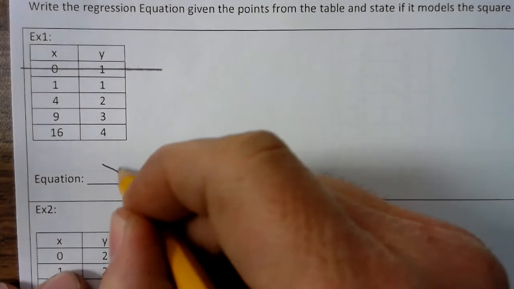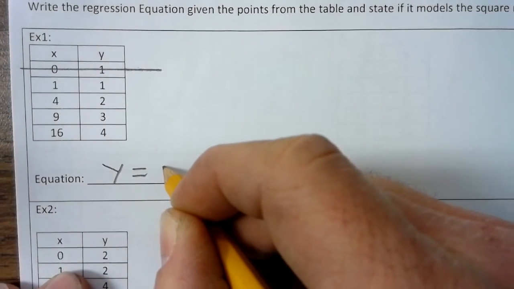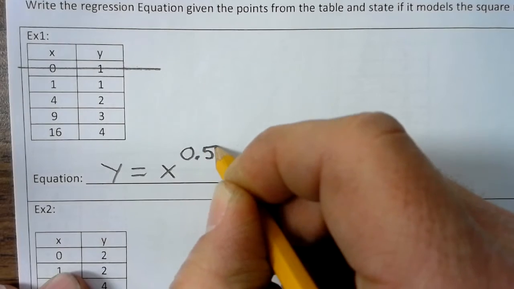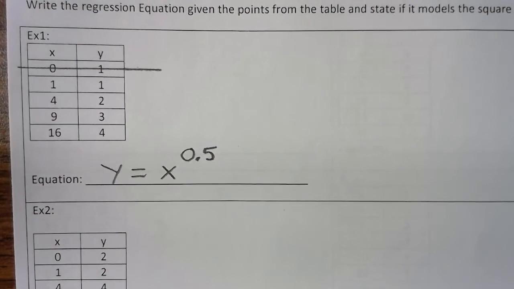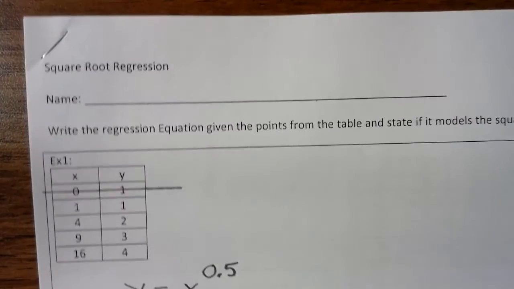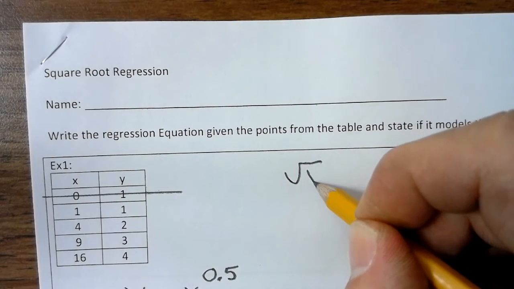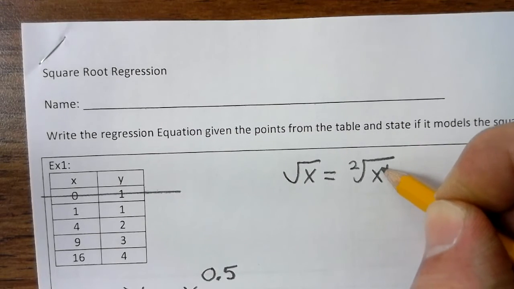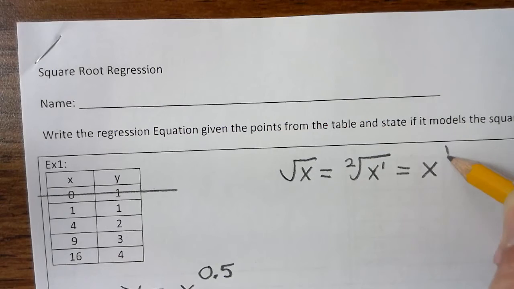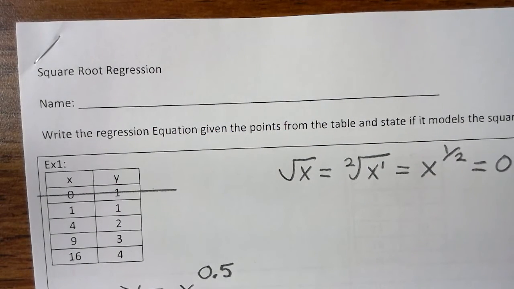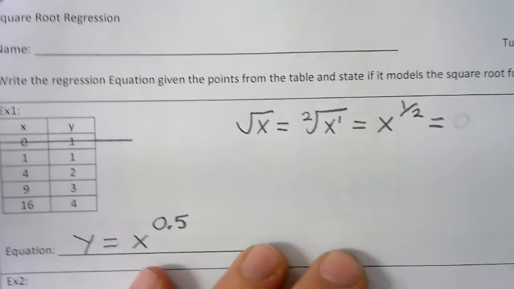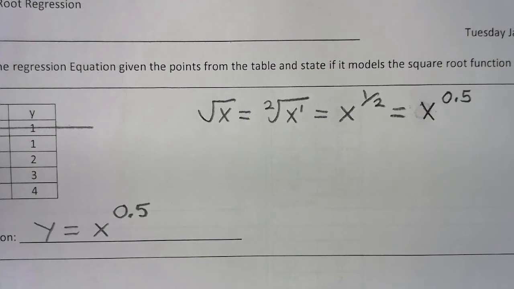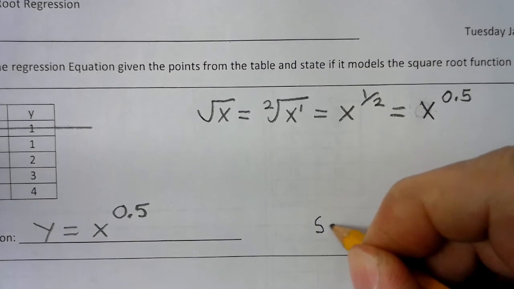So the equation is y equals x to the 0.5 power. Okay? And the reason why we know that 0.5 is a square root is because we know that the square root of x can be written as the second root of x to the first power, which can be written as x to the 1/2, which can be written as x to the 0.5. So we can say that this is a square root function.